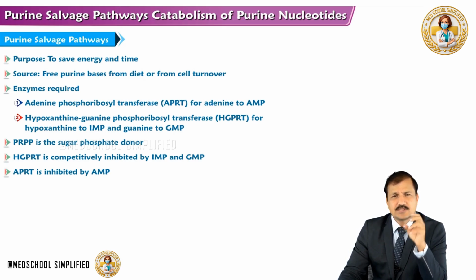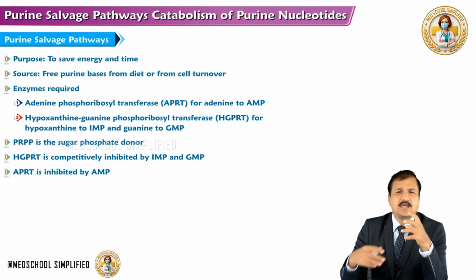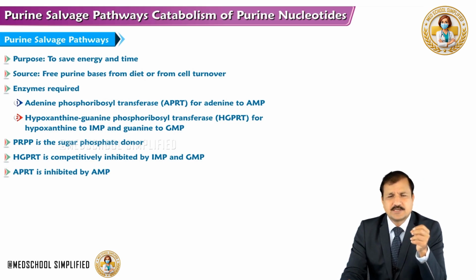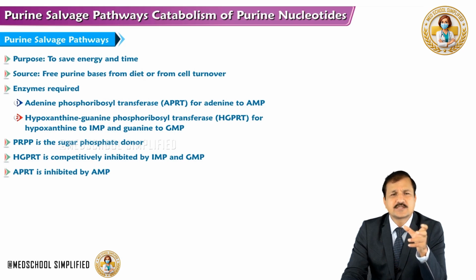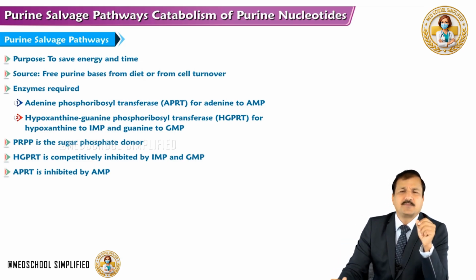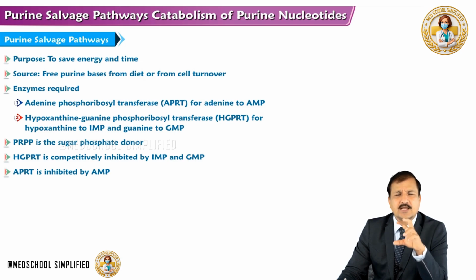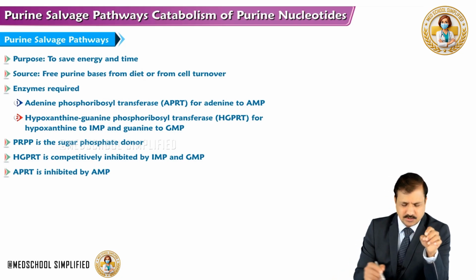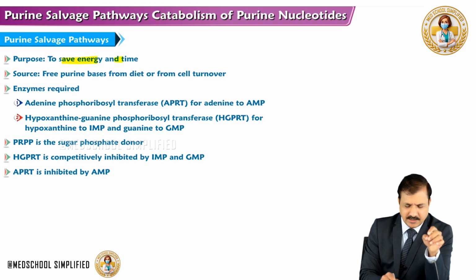But in the purine salvage pathway, the readily available purine bases from the diet or from normal cell turnover that is going on in our cells will be used. Purine bases or purine nucleosides are used to simply make a purine nucleotide. That type of pathway is referred to as a purine salvage pathway. And the greatest advantage of the purine salvage pathway is to save energy and time.